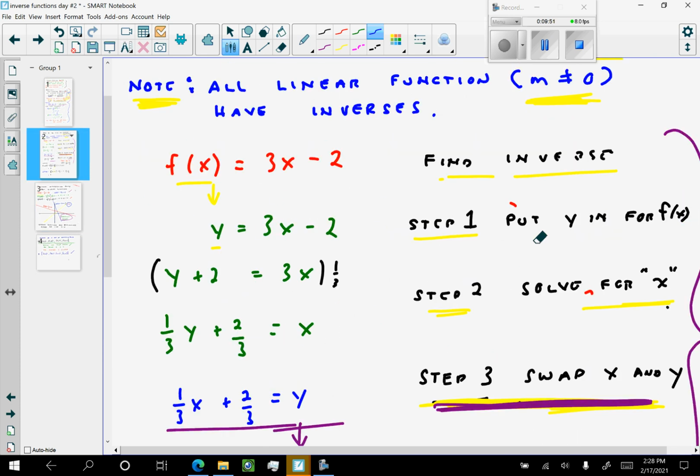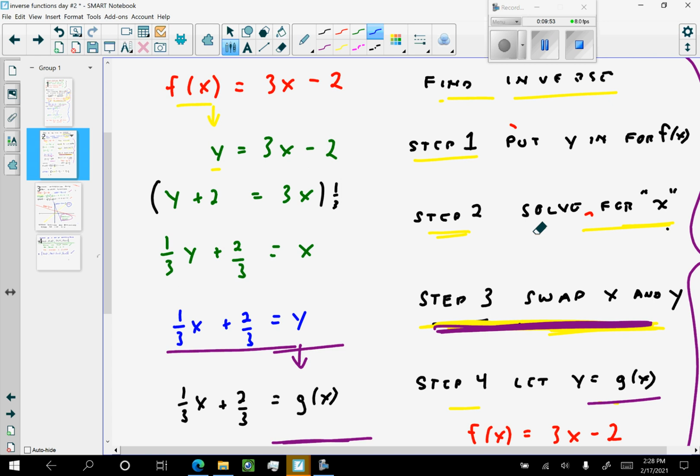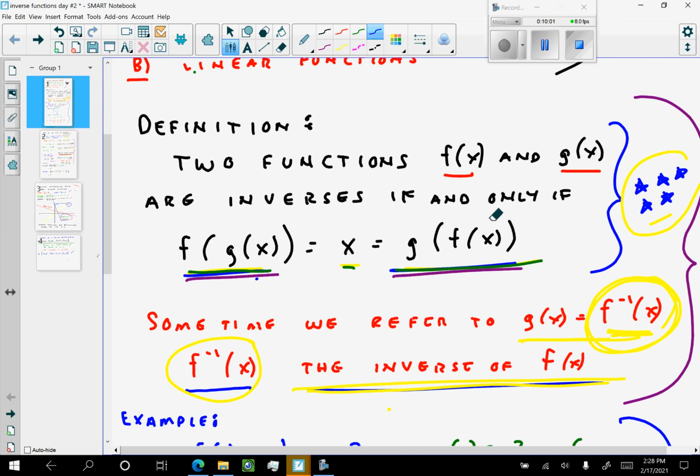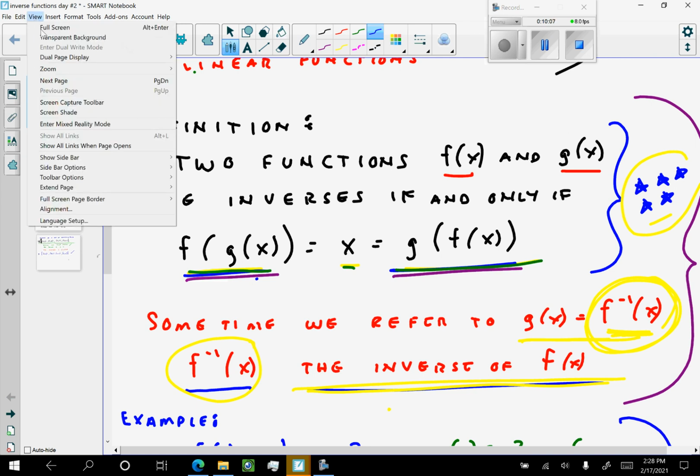Finding the inverse, step 1, step 2, step 3, step 4. Easy peasy. Easy algebra right there. You just know what to do. And then we learned about composite functions last week. Now what are we doing? We're just learning this definition.